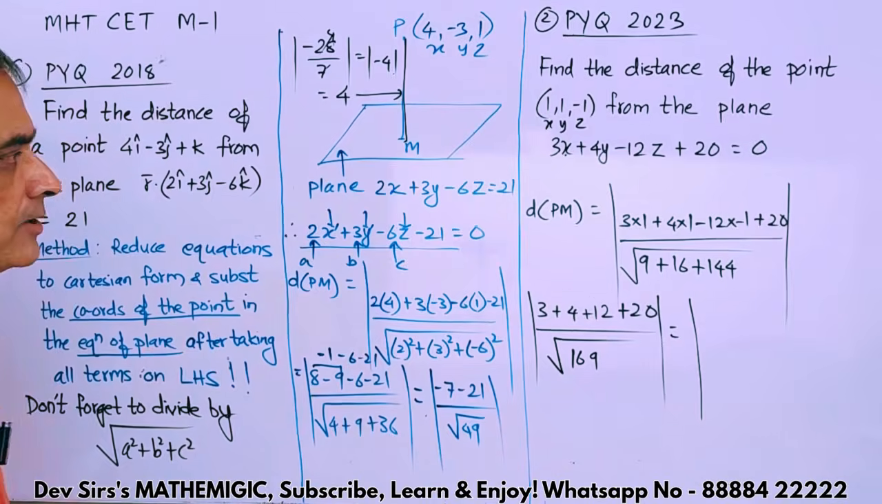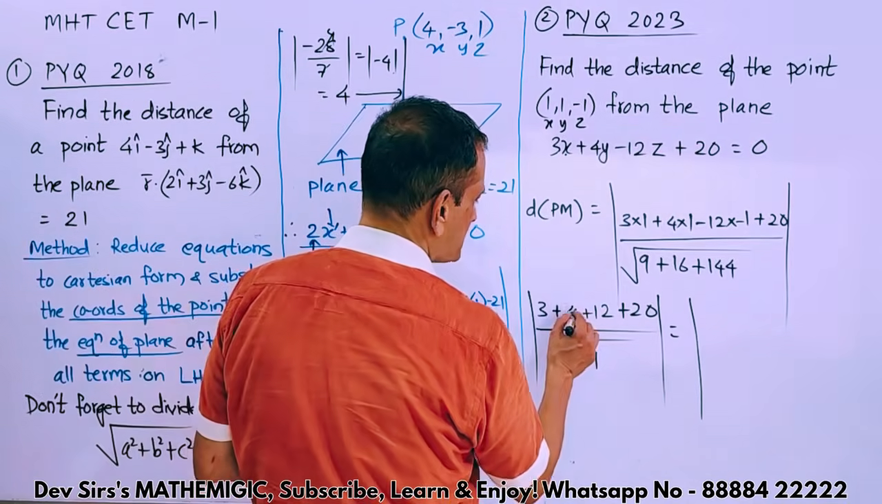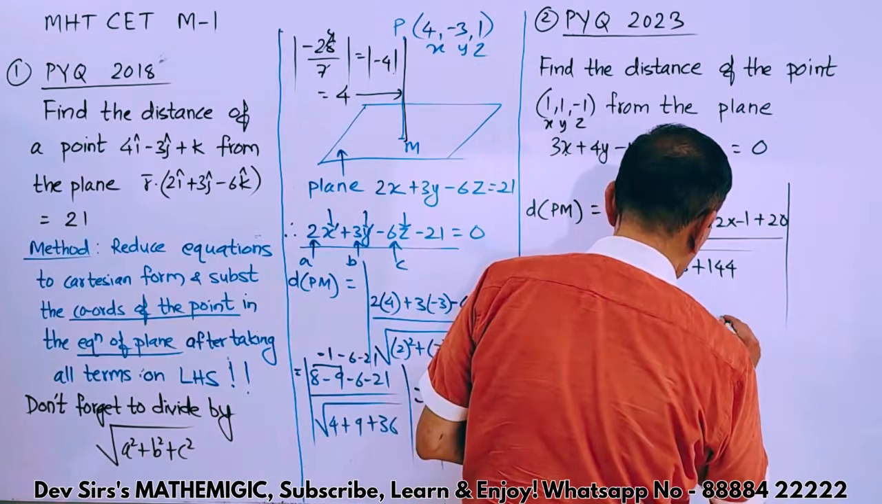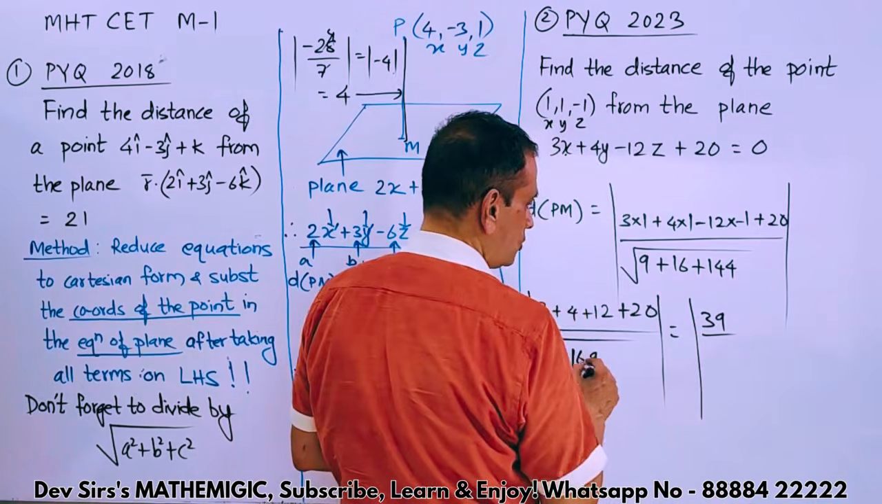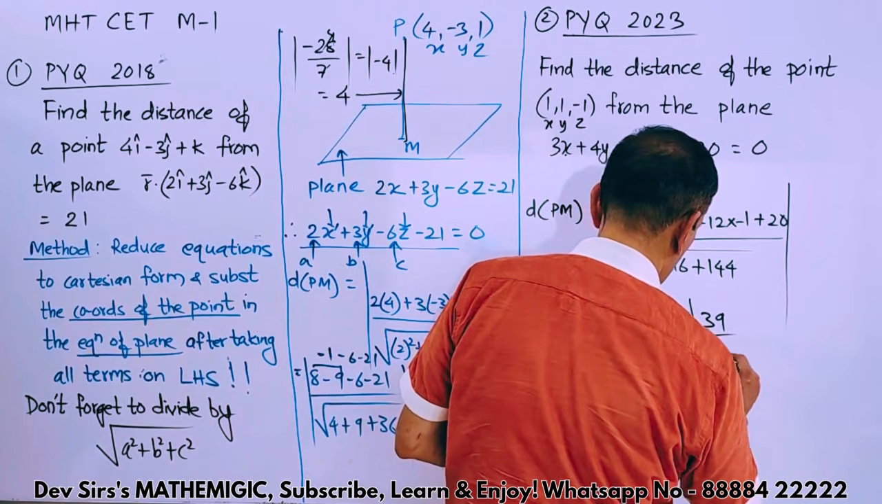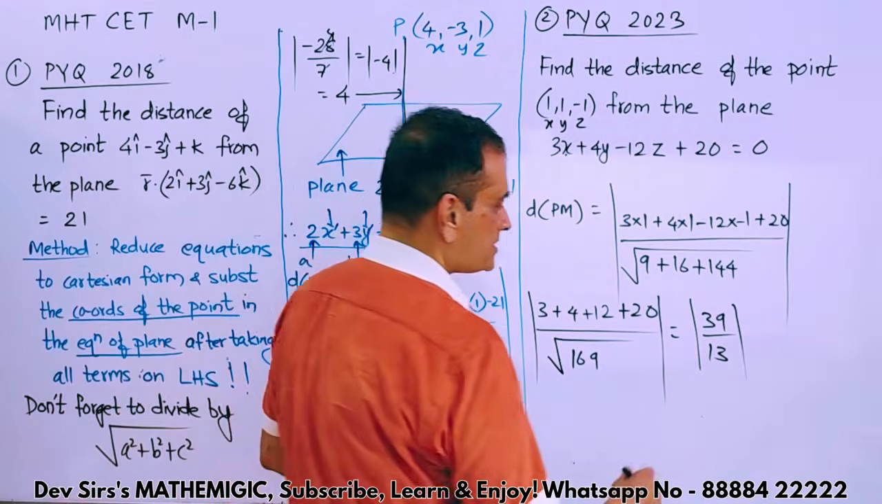करो कैलकुलेट कितना हो रहा है. 12 plus 4, 16, 16 plus 3, 19, 19 plus 20, 39. Root of 169 is 13. 13, 9 upon 13, which is just 3 units.